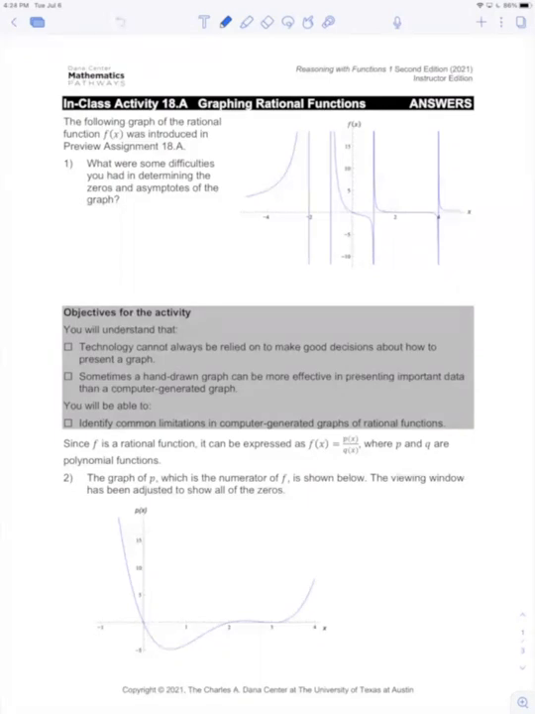Since f is a rational function, it can be expressed as f of x equals p of x over q of x, where p and q are polynomial functions. 2. The graph of p, which is the numerator of f, is shown below. The viewing window has been adjusted to show all of the zeros.